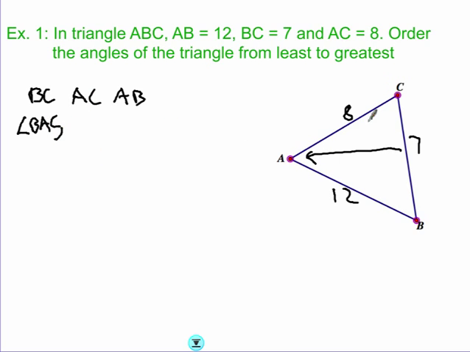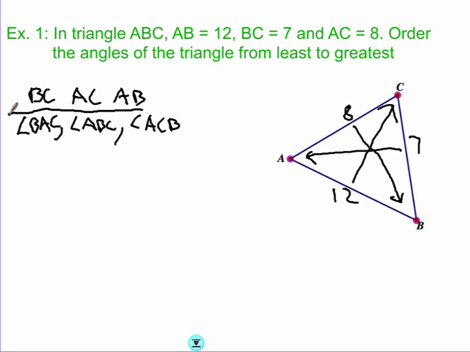AC is directly across from this angle ABC. So angle ABC. And finally, my largest side AB is directly across from my angle ACB. So angle ACB. And there we go, that is our answer.